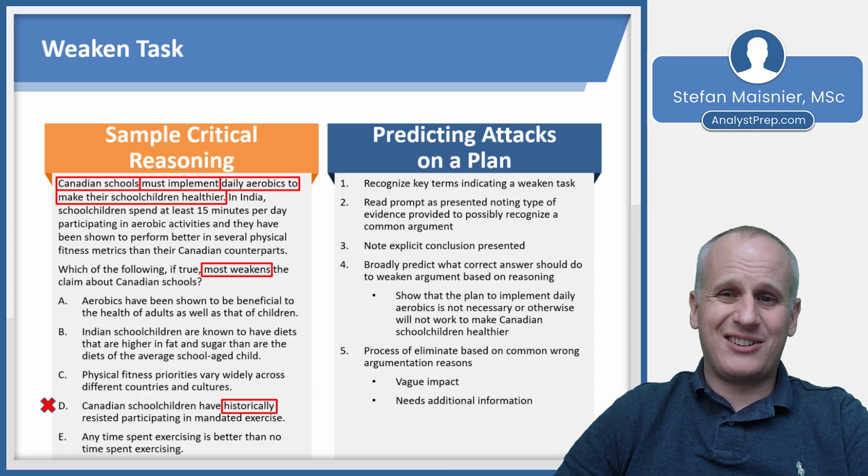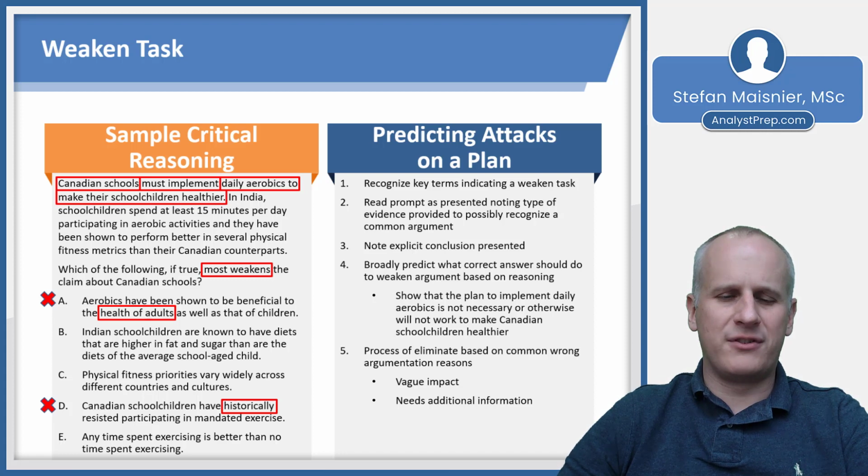Of course, that also requires some additional information, as does choice A, where we're talking about the health of adults and aerobics having been shown to be beneficial to them and their health as well as the health of children. But we don't necessarily care about adults, or at least need to know how they relate specifically to the school children in the conclusion that is presented and as a metric of evaluating the plan.